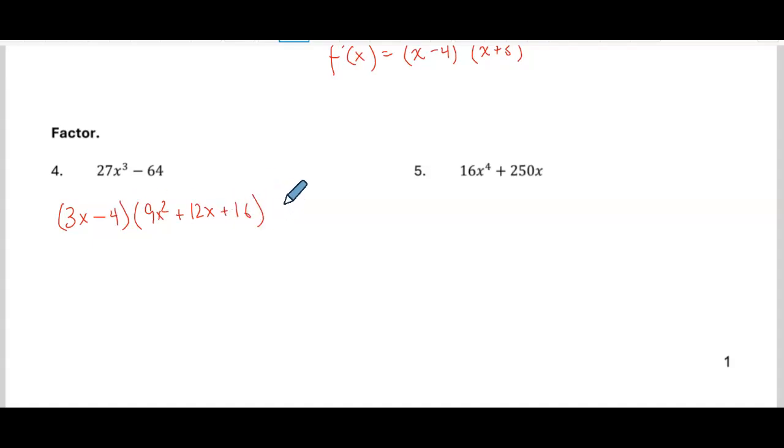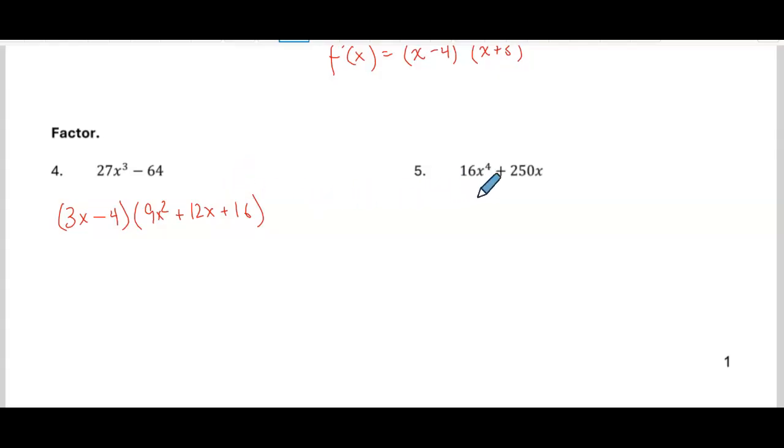And then I can always check, just real quick, if I check 3 times 9 is 27, 4 times 16 is 64, so I have those. I also have a whole bunch of canceling. I have a 36 here and a 36 here, so it all checks out. So every time we have cubes, that's what we're going to do.